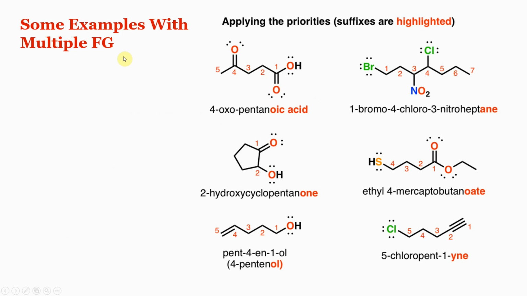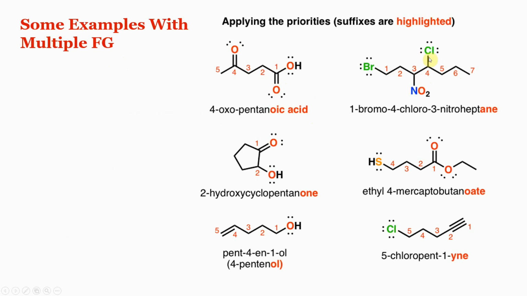Some examples here with multiple functional groups. It's very simple. I have highlighted the functional groups. Suffixes are highlighted. Okay, now this is very simple. CHO or C double bond O. CHO is important, so carbon 1. So accordingly the name. We are going to see on the next page where we are going to do an example together.